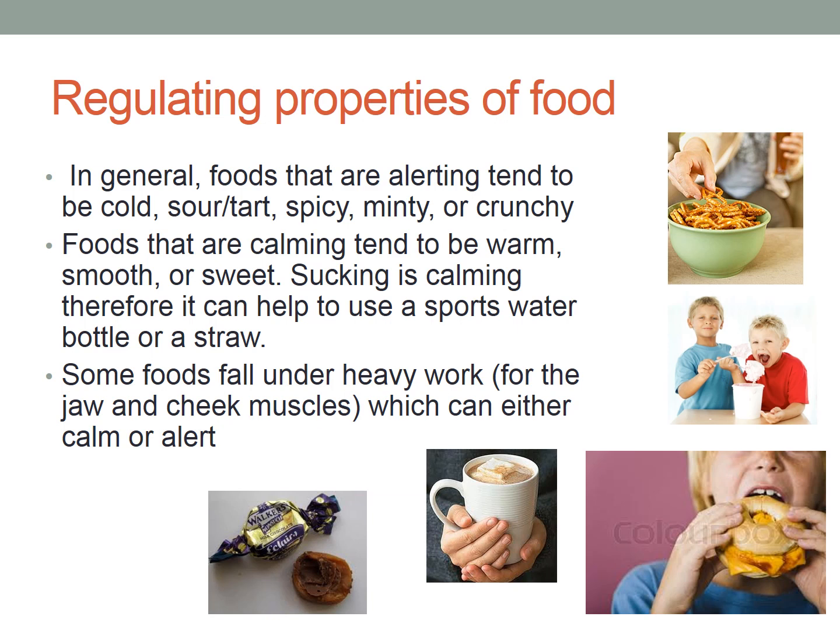Food offers a lot in terms of regulation. In general, foods that are alerting tend to be cold, sour or tart, spicy, minty or crunchy. Foods that are calming tend to be warm, smooth or sweet. Sucking is calming and therefore it can help to use a water bottle, like a sports water bottle or a straw. Some foods fall under heavy work for the jaw and cheek muscles, and this can either calm or alert. Notice what types of foods you like and your children like.